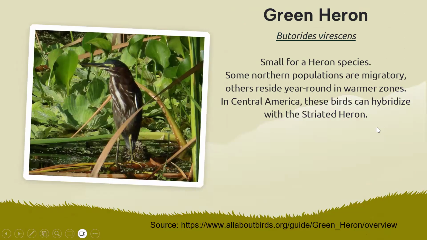The green heron, Butorides virescens, is small for a heron species. Some northern populations are migratory, while others reside year-round in warmer zones. And in Central America, these birds can actually hybridize with the striated heron.